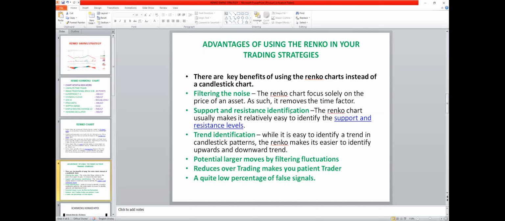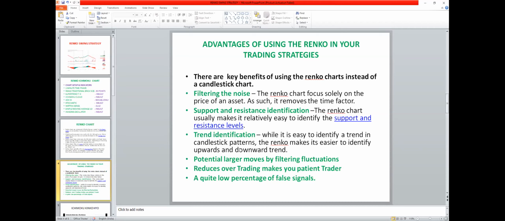And support and resistance identification. The Renko chart usually makes it relatively easy to understand our important support and resistance levels. We can easily find them because there won't be much noise like bigger wicks or confusion. You can easily find double top or triple top, double bottom, like that, if you understand the concept better.